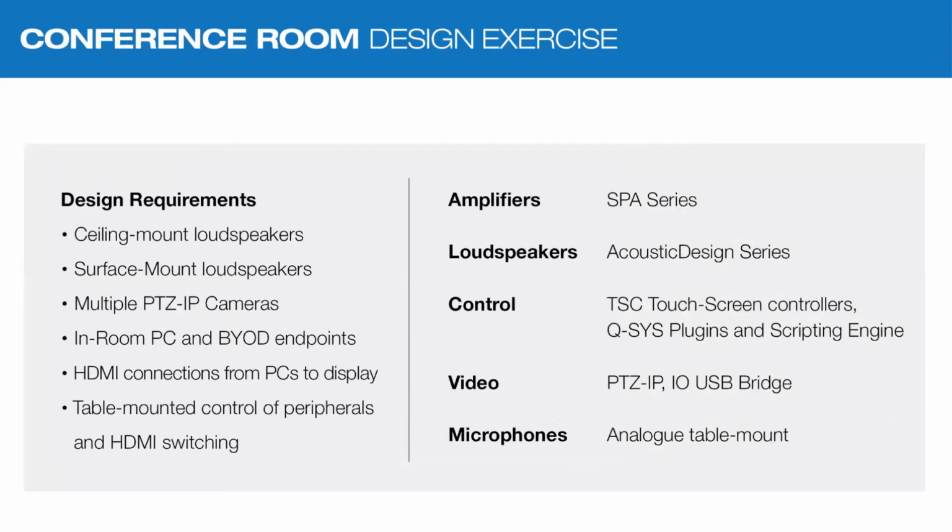Looking at speakers, they want ceiling mount speakers and surface speakers. So remember we said on the SPA series, you can bridge a channel and it converts to a 100-volt system. So we'll use a SPA4 amplifier in this scenario. One pair of channels for the 100-volt system for ceiling speakers, and then another pair for your surface speakers, for your left and right signal.